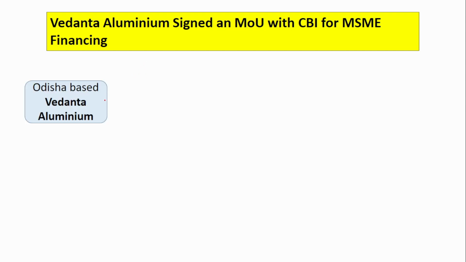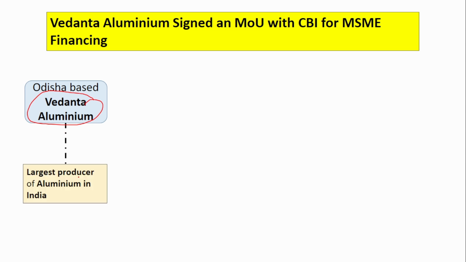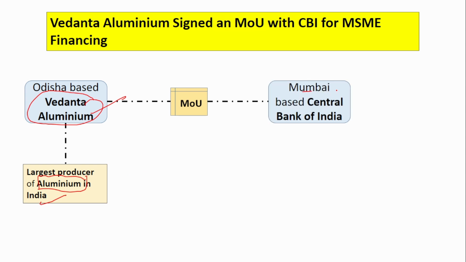Next is Odisha-based Vedanta Aluminium. Okay, Odisha-based Vedanta Aluminium, that is the largest producer of aluminium in India. Remember this, very important. Odisha-based Vedanta Aluminium Company is the largest producer of aluminium in India. They have signed an MOU with the Mumbai-based Central Bank of India. Okay, they've signed MOU with Mumbai-based Central Bank of India.